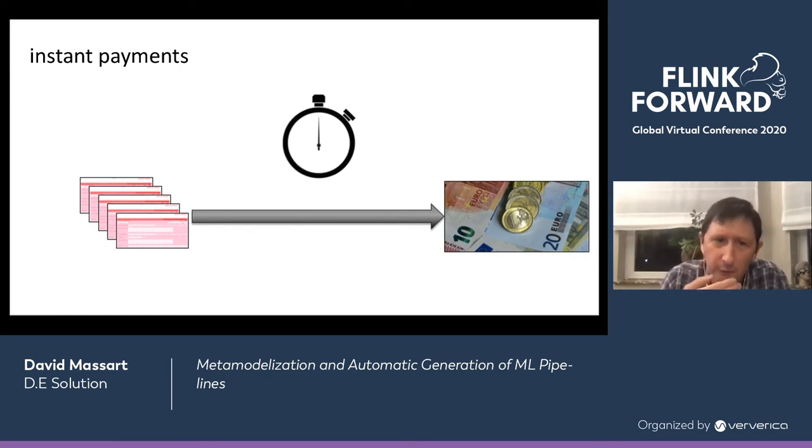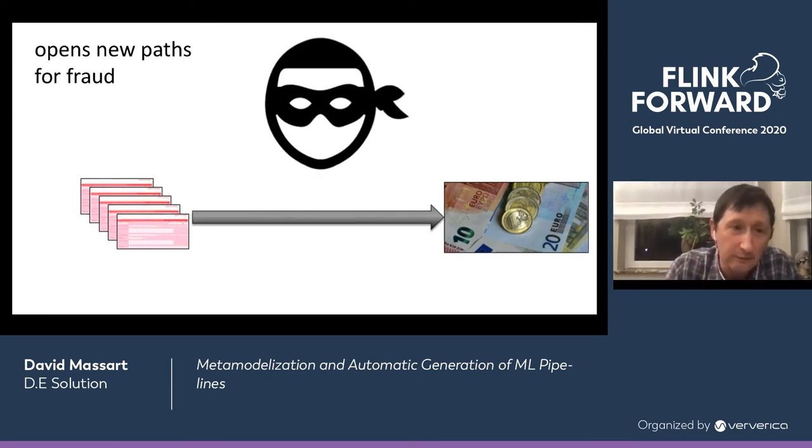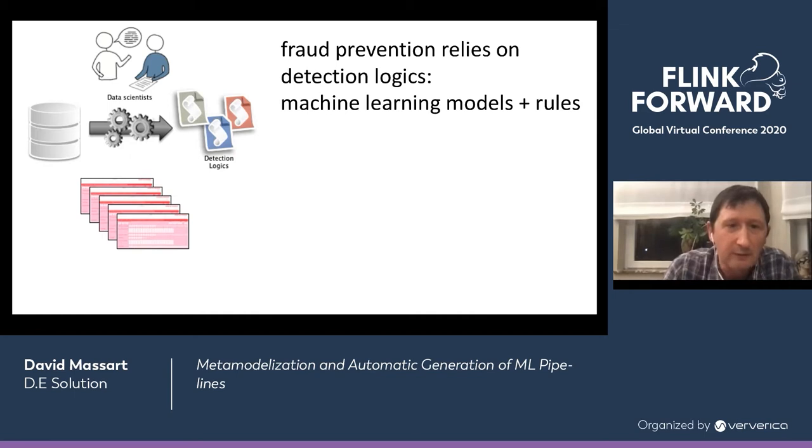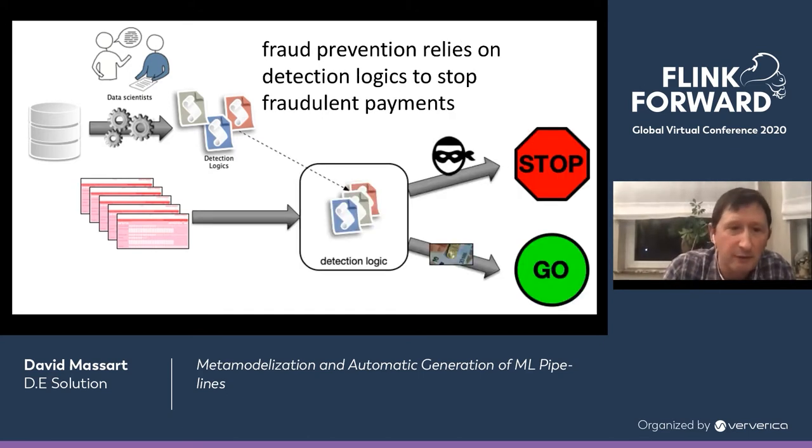a few seconds. So yes, instant payments open new doors for fraudsters, and the idea is that you need to react relatively fast. Fraud prevention usually relies on a mix of machine learning models and rules that I'm going to refer to all as detection logics, and so you have this detection logic.